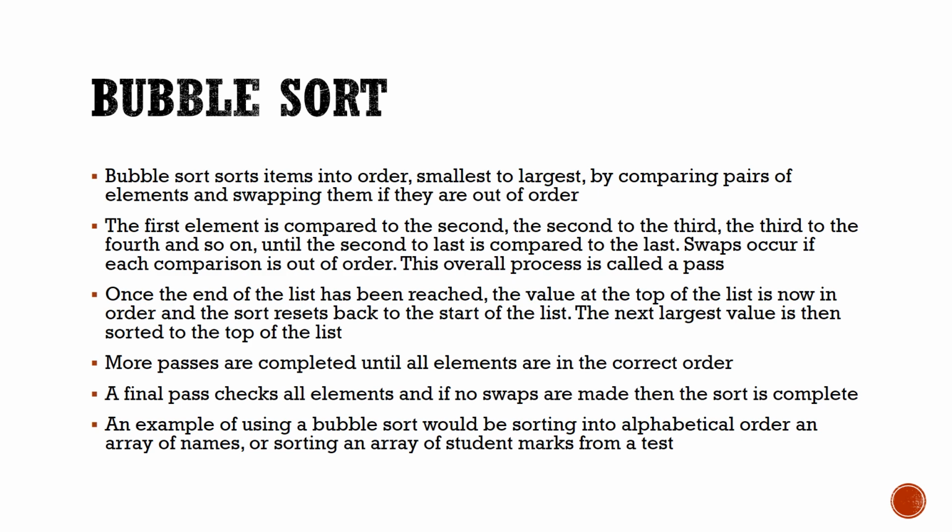Once the end of the list has been reached, the value at the top of the list is now in order, and the sort resets back to the start of the list. The next largest value is then sorted to the top of the list. More passes are completed until all elements are in the correct order. A final pass will check all elements, and if no swaps are made, then the sort is complete.